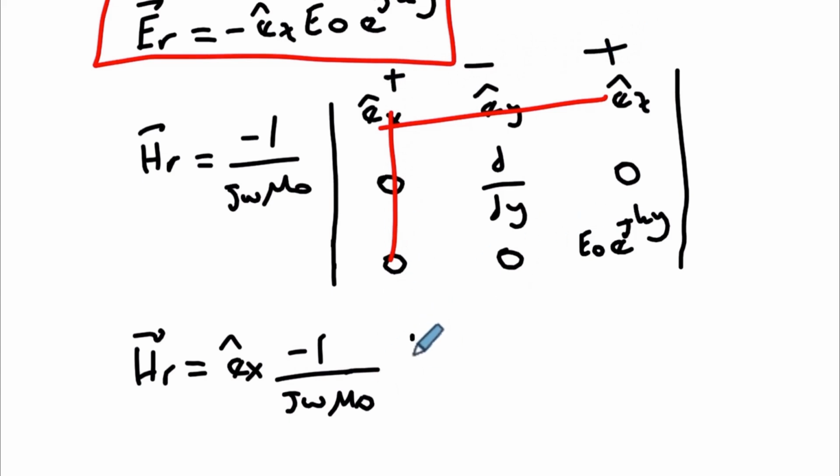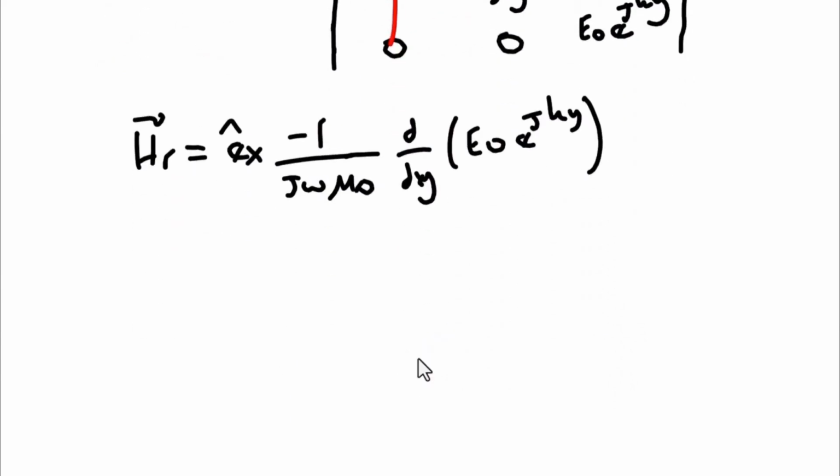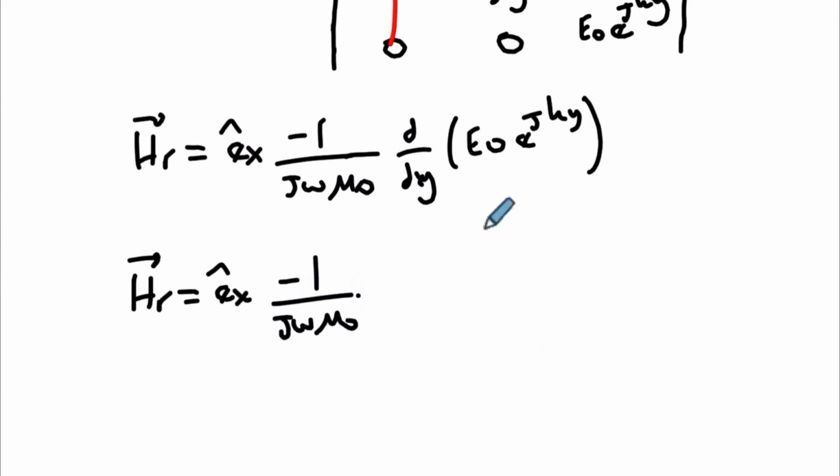What came, friends? Del over del y, E0 times e raised to jky. It says to take the derivative with respect to y. Now let's do this. So what comes from here, friends? HR equals e in the x direction, negative 1 over j omega mu 0 times... If I take the derivative of this with respect to y, what do I get, friends? The ones next to y, and E0 come like this: jk E0, and it comes exactly like this, e raised to jky.